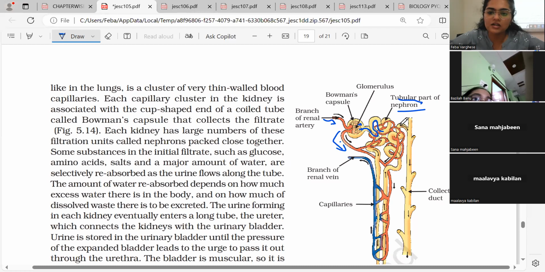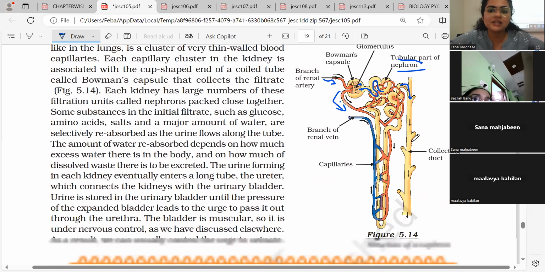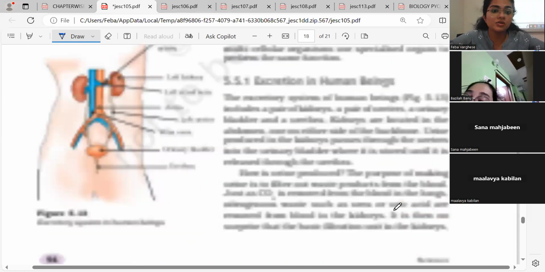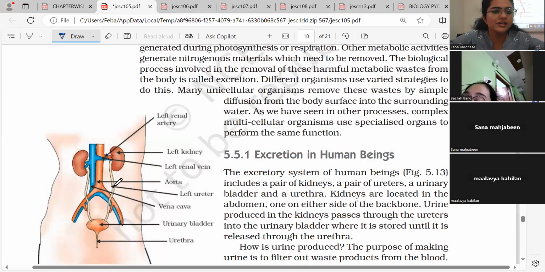And once the filtrate is fully formed, it is collected over here in the collecting duct. It gets collected in the collecting duct, and the collecting duct opens into the ureter. What is ureter? Ureter is the tube that connects the kidney to your urinary bladder, right? So once the urine is formed in the kidney, it has to be transported into the urinary bladder, and that happens through the ureter. There are left and right ureters.